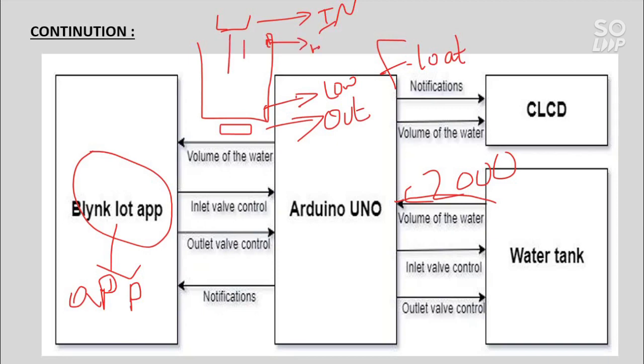So the water comes like this, and if it touches this high float value, eventually the inlet valve will stop working. So we will receive the notification, and we will turn off the inlet valve, and we will turn on the outlet valve at the same time. This is what happens in here.